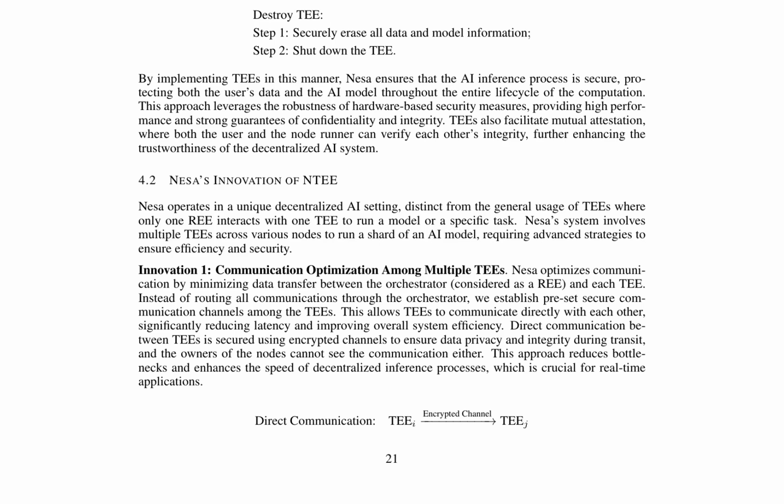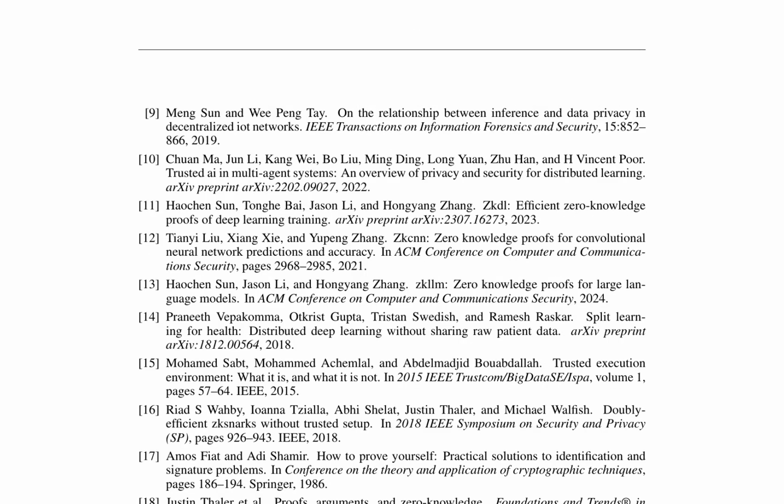After successful retrieval and verification, the TEE on the node runner is destroyed, ensuring removal of residual data or model information. Nesa's innovation in TEEs involves communication optimization among multiple TEEs, establishing preset secure communication channels to minimize data transfer between the orchestrator and each TEE, reducing latency and improving overall system efficiency. Direct communication between TEEs is secured using encrypted channels, ensuring data privacy and integrity during transit.